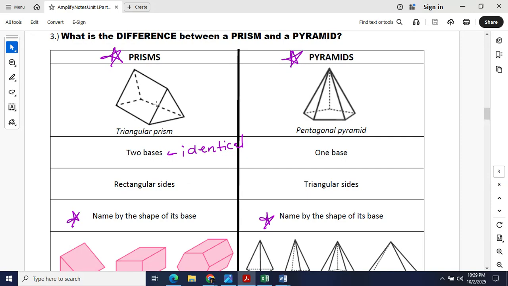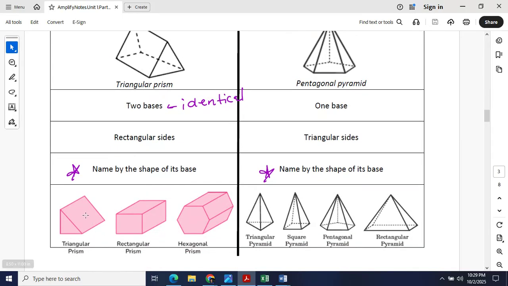You name the prism by the shape of the base. So if they're identical triangular bases, it's a triangular prism. If we look at this example, rectangular sides, 2 identical triangular bases, triangular prism. They're all rectangles, so it's a rectangular prism.